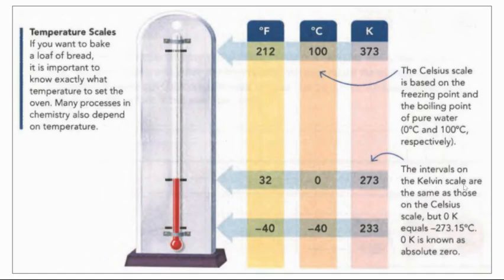The intervals on the Kelvin scale are the same as those on the Celsius scale, but 0 Kelvin equals negative 273.15 degrees Celsius. 0 Kelvin is known as absolute zero.